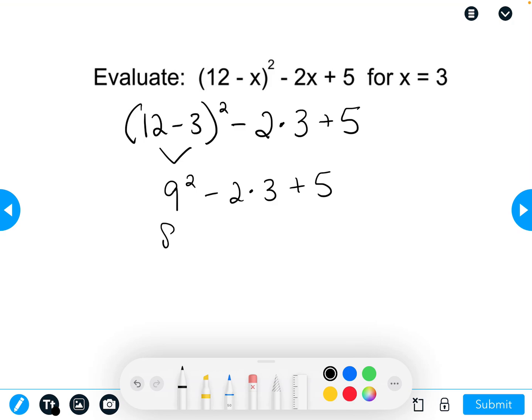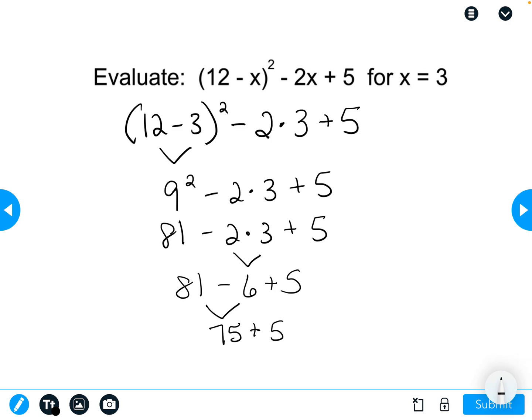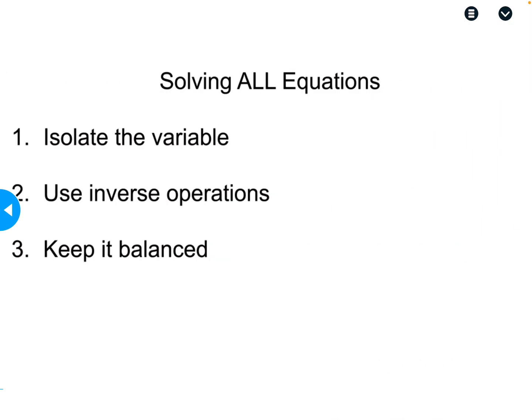I now need to do my exponents. I get 81. Copy down the rest. Done with parentheses and exponents, I need to multiply or divide, whatever comes first. I get a 6. And almost done here. I need to add or subtract, whatever comes first. So I'm going to subtract, and I get a 75 plus 5 gives me a sum of 80. So we're just taking two different expressions, plugging in a number, and then following our order of operations.